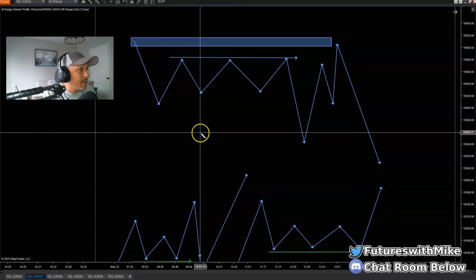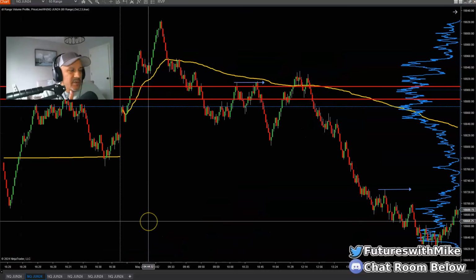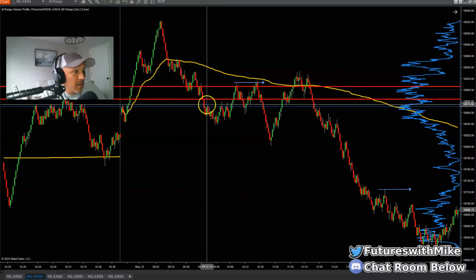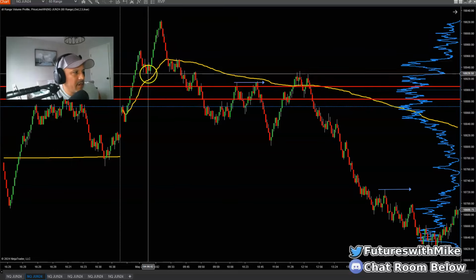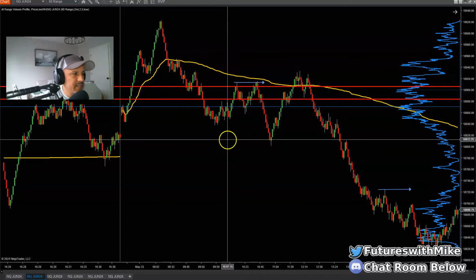So let's move on down. I'm going to go to the charts now. All right, this is the 60 range chart, okay? I want to show you an example. So the market is running lower, right? And it breaks lower and takes out a small area of minor structure right here to the downside. So we're breaking structure to the downside, all right?